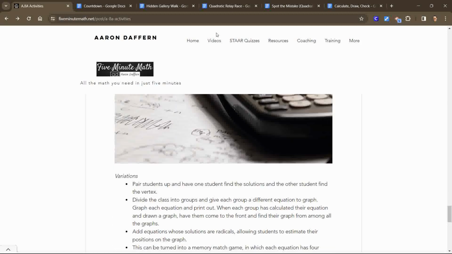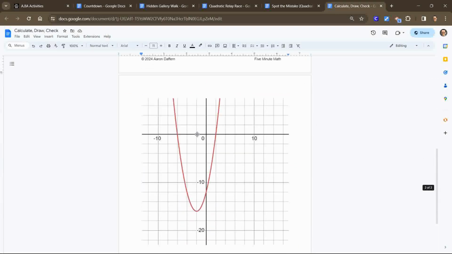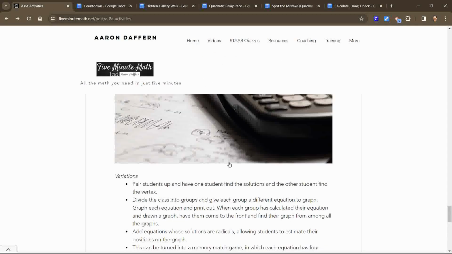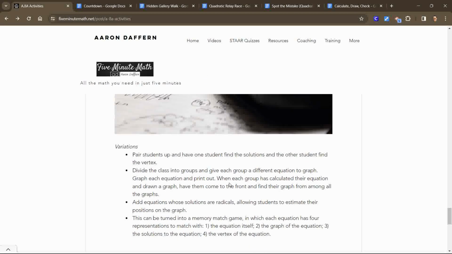And so, for example, this is what it would look like here. For that particular one, this is the example that I might have on Desmos. And if they drew something that looks like this, they would know they got it right. It's just a self-check activity. So, variations. You can pair students up and have one student find the solutions, the other student find the vertex. You could divide the class into groups and give each group a different equation to graph, and then graph each equation and print them out.